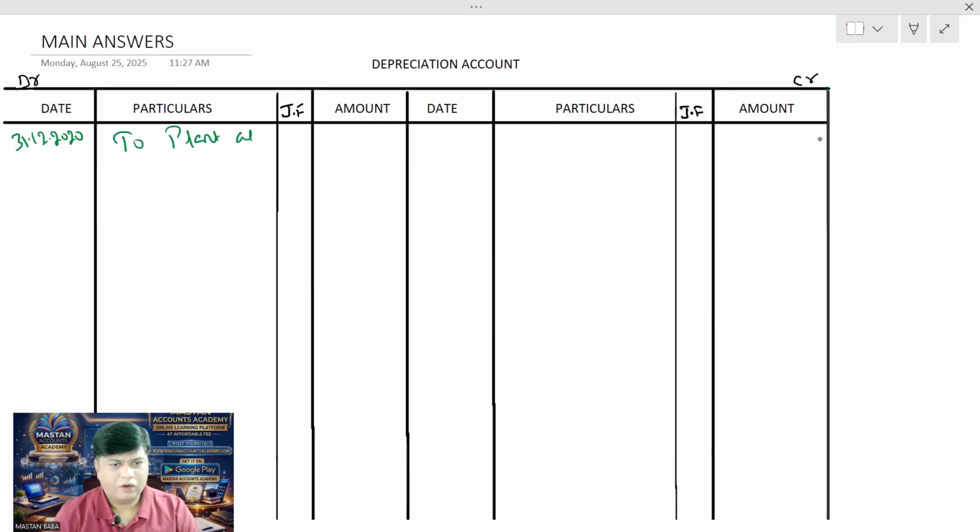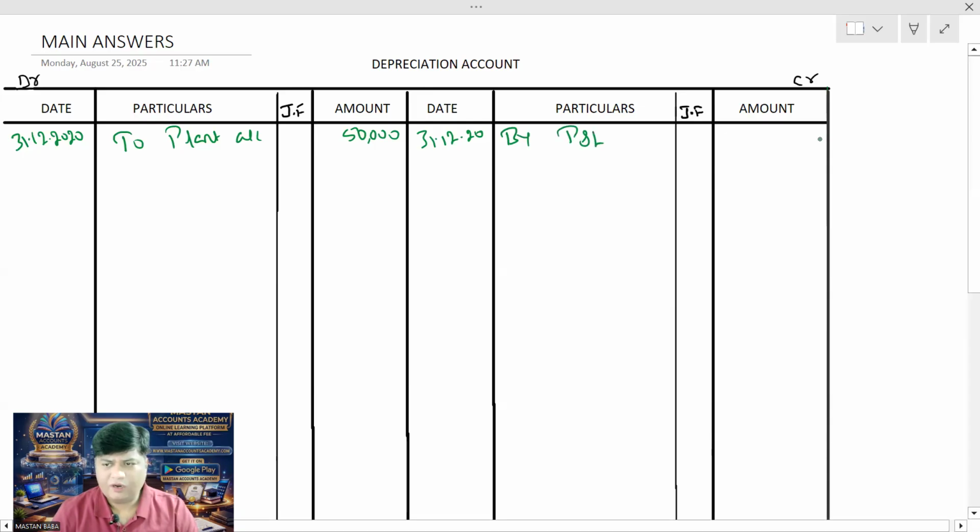To plant account 50,000. If it is machinery, write machinery. If it is furniture, write furniture. And at the end of every year, the depreciation is transferred to which account, dear students? It is transferred to the profit and loss account. So 31/12/2020 by profit and loss account, same 50,000 rupees right here.